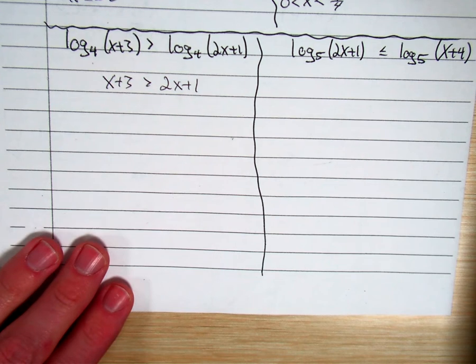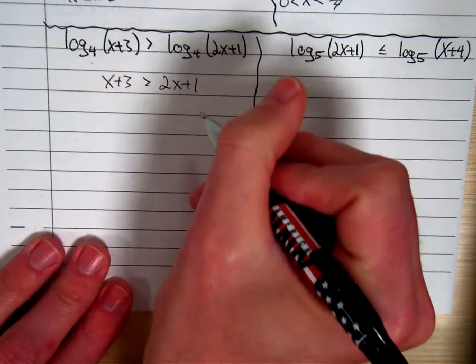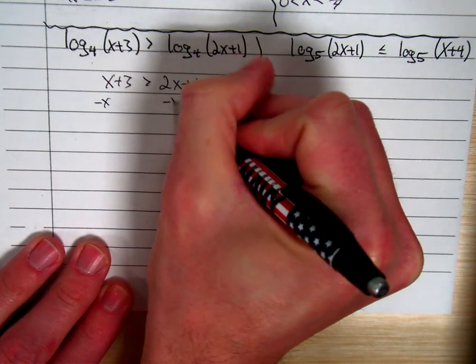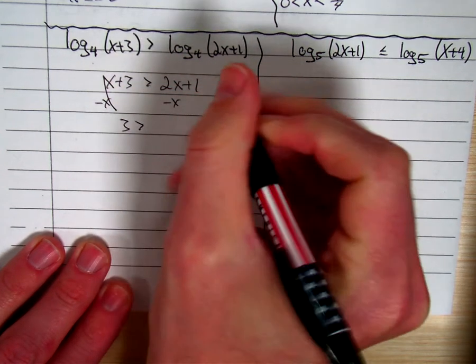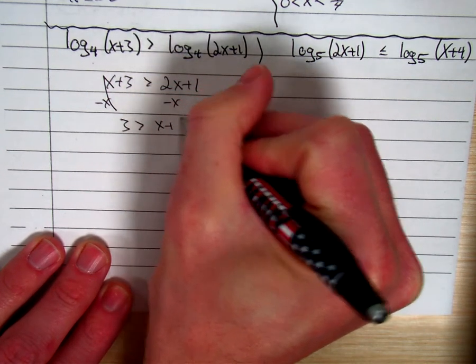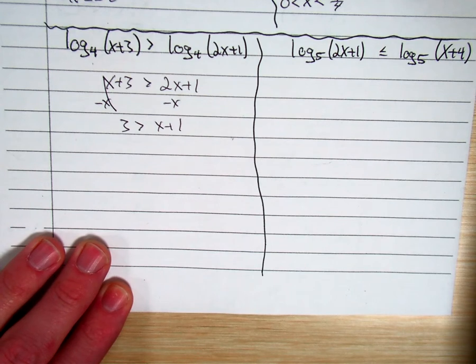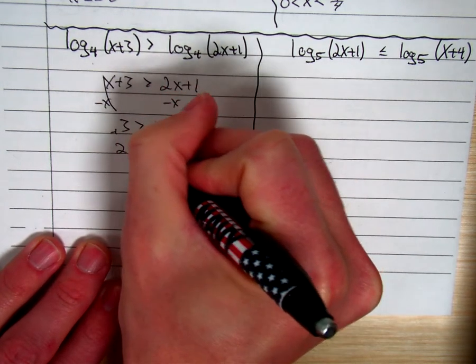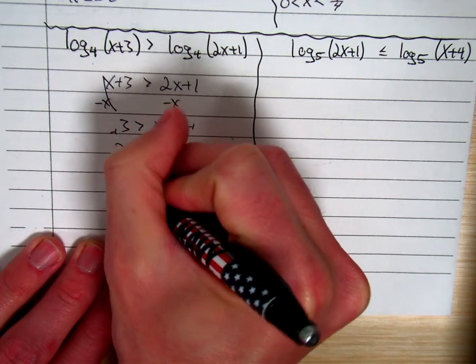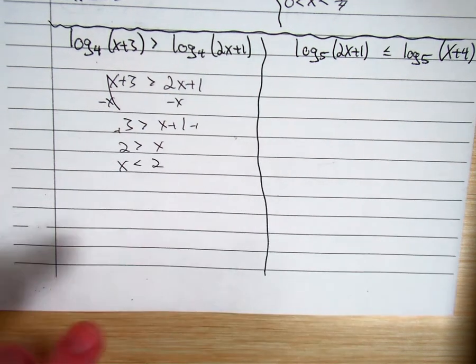Alright, let's go to work. Let's subtract x. 3 is greater than x plus 1. We'll subtract the 1. 2 is greater than x. Turn it around. X is less than 2. Ooh, it's another less than. Okay.